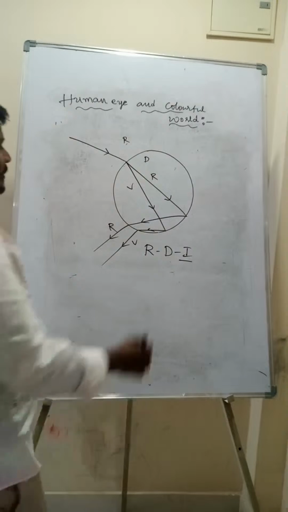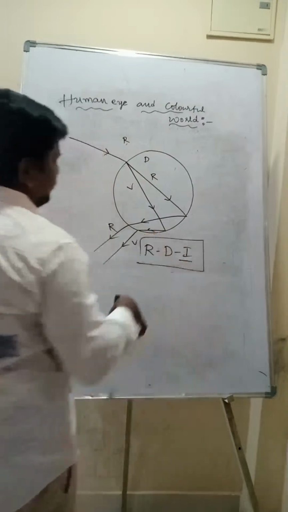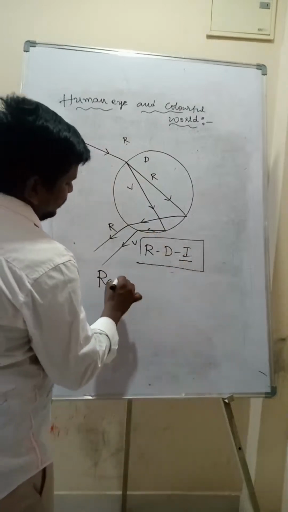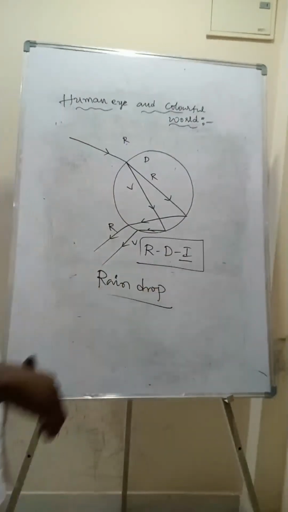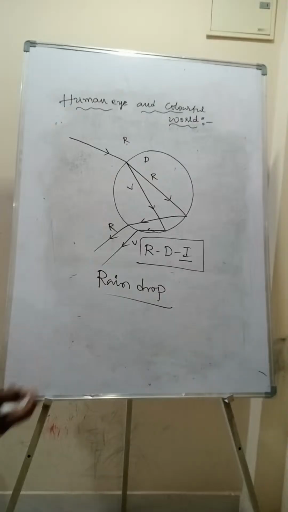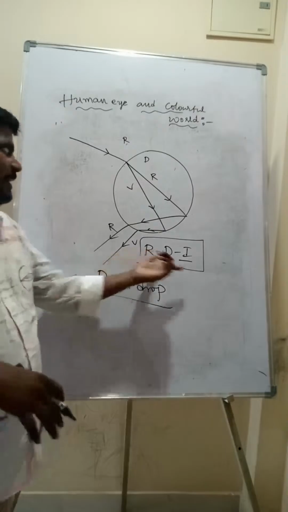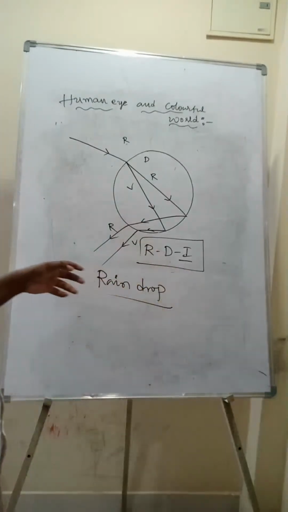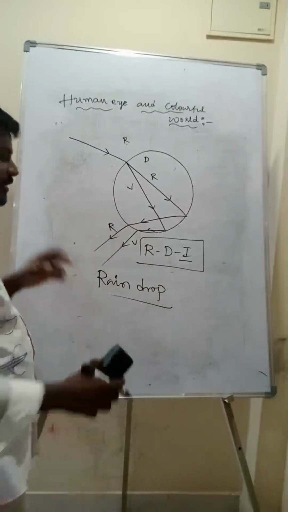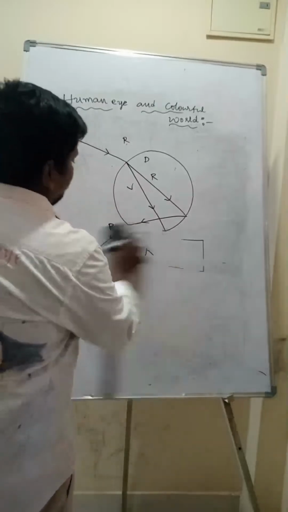So this is the formation of a rainbow by a water droplet, a raindrop. What are the phenomena? Refraction, dispersion, internal reflection. This is what is involved in the formation of a rainbow by a raindrop.